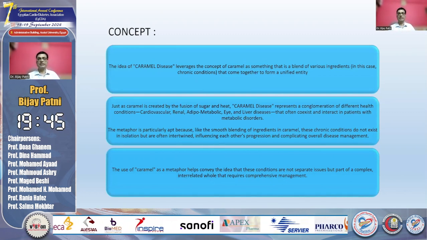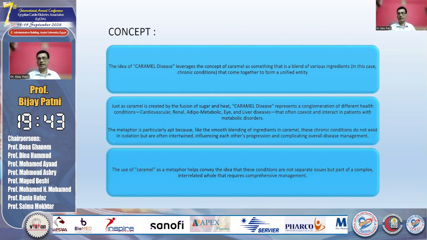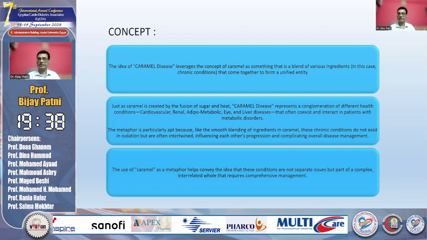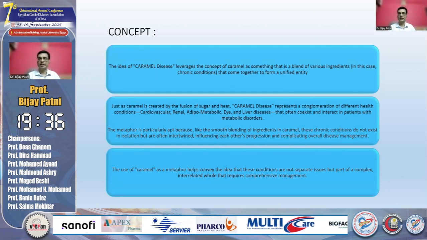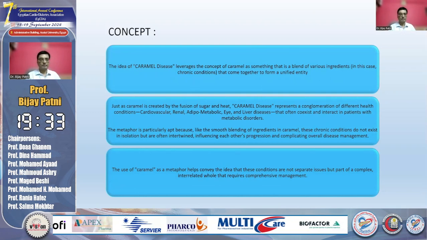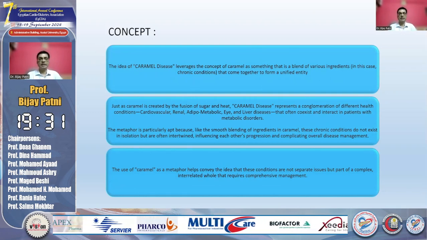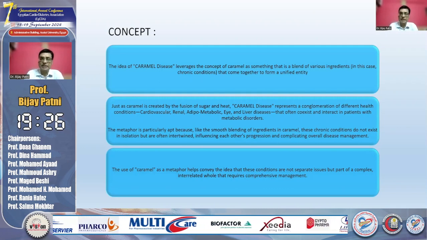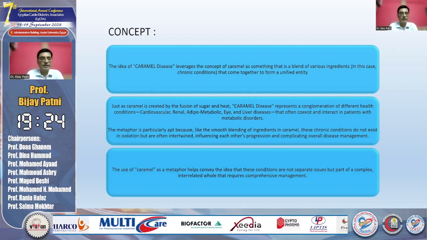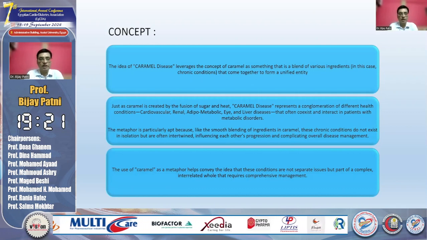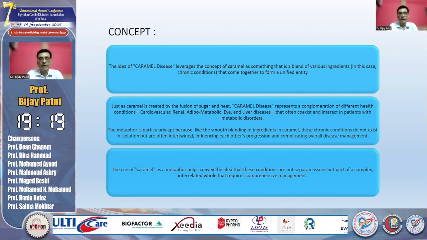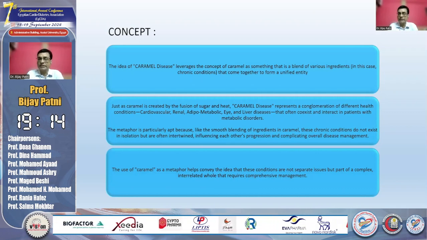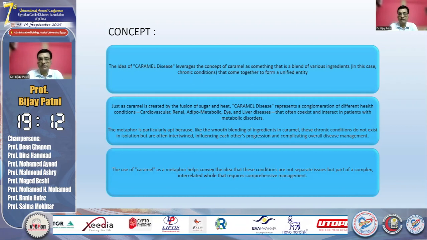The idea of caramel disease leverages the concept of caramel as something that is a blend of various ingredients. Here we are considering chronic conditions that come together to form a unified entity. Just as caramel is created by the fusion of sugar and heat, the disease represents a conglomeration of different health conditions: cardiovascular, renal, metabolic, eye, and liver disease that often coexist and interact in patients with metabolic disorders.